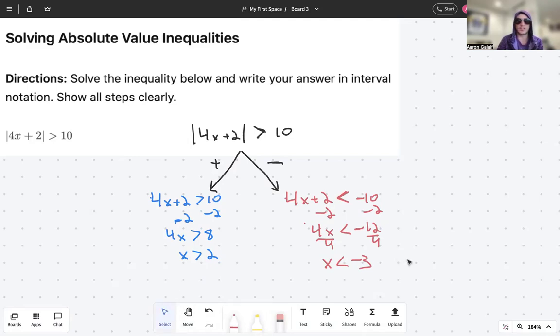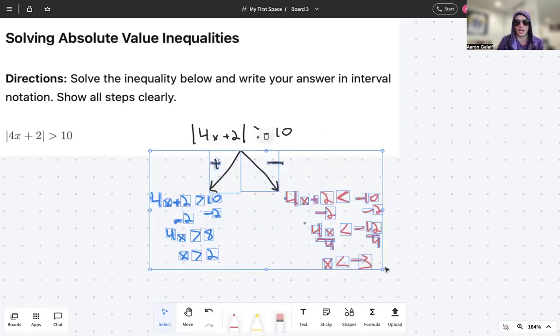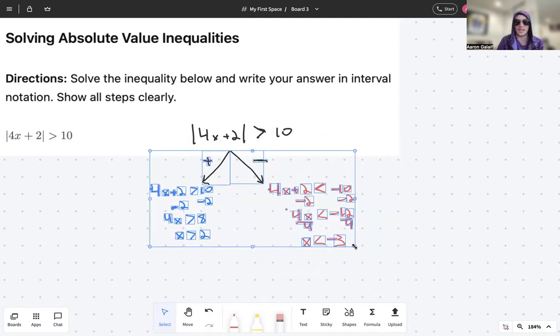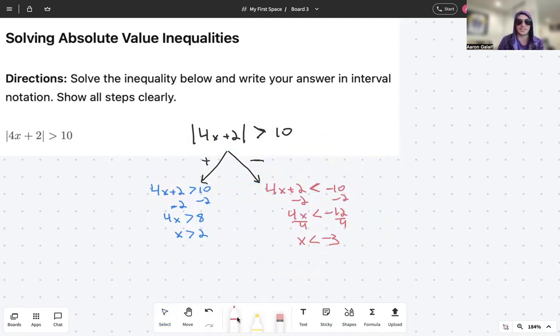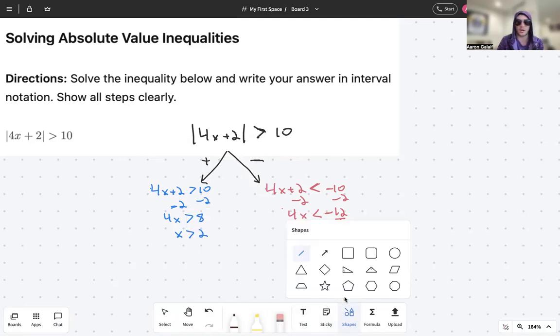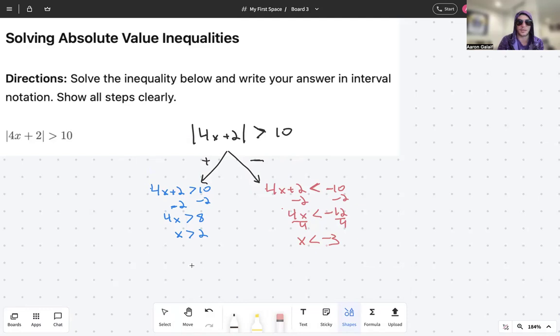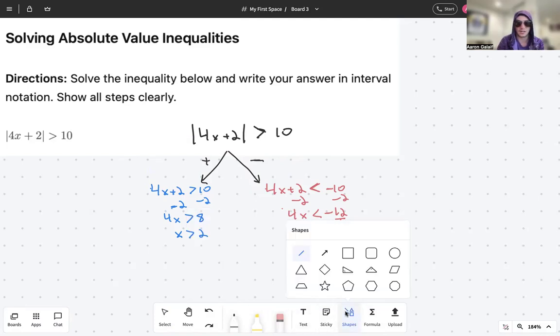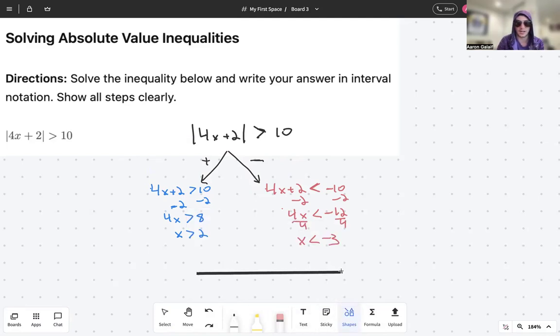Then what we're going to do is create a number line, and that way we're going to graph both of these to see if we have an "and" or an "or." I will also give you a shortcut about this at the end. Let's just redraw that number line. Okay, so here we go.